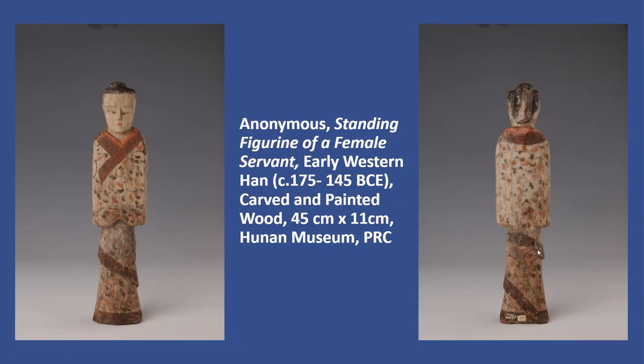This sculpture, by the way, is available in basically 360 view on the Hunan Museum collection database page. And it shows a person wearing probably a curved front robe.